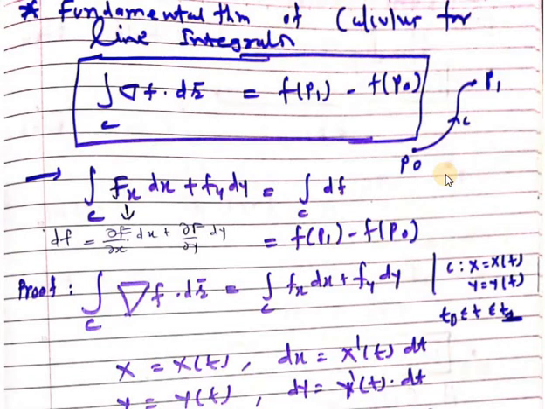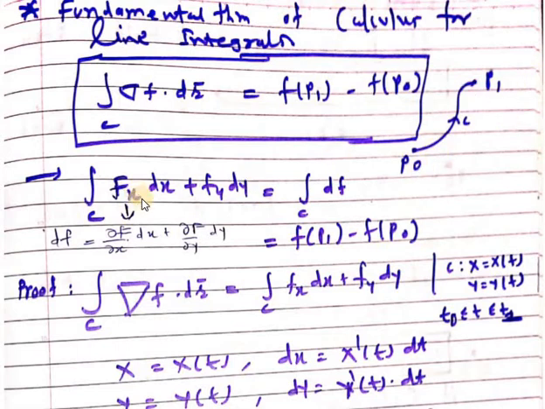Hello friends, today in this video we are going to discuss the fundamental theorem of calculus for line integrals. So the integral of gradient of f dot dr over the contour C is equal to f of p1 minus f of p0. Here C is nothing but a contour. It has two endpoints, p0 and p1. That means this line integral depends only on p0 and p1.